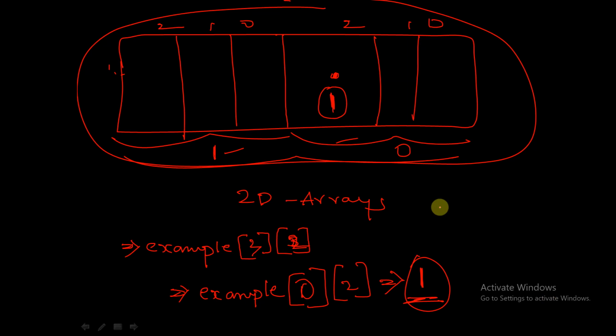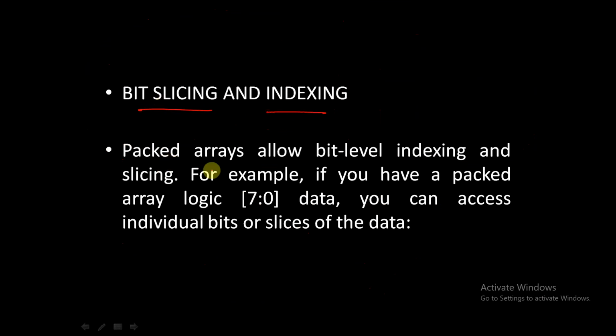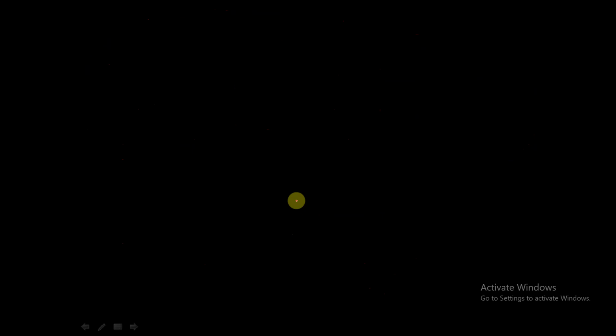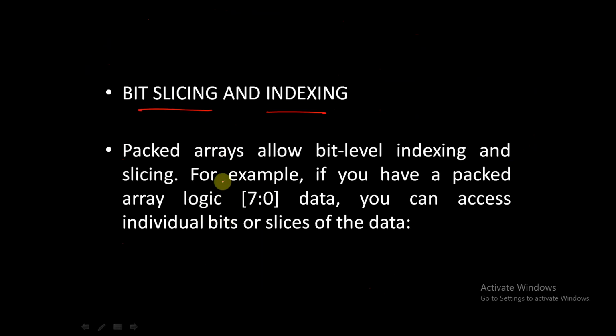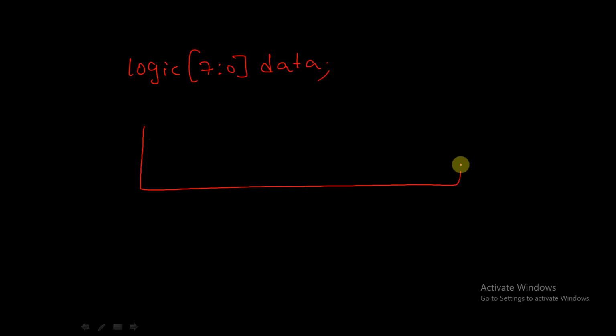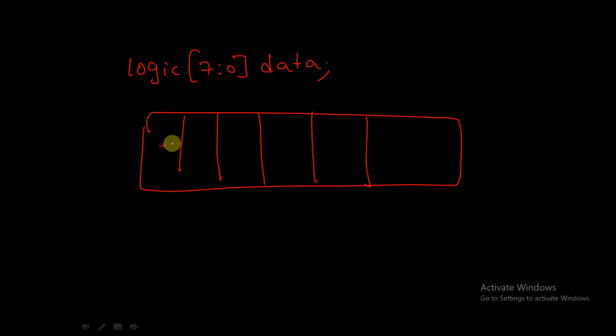Okay. Now, bit slicing and indexing. Packed arrays allow bit level indexing and slicing. For example, if you have a packed array logic 7 down to 0 data, you can access the individual bits or slices of the data. So in this example, they have given logic 7 down to 0 data. If you draw this packed array, it will look like this. 1, 2, 3, 4, 5, 6, 7, 8. Okay. So there are a total of 8 bits.